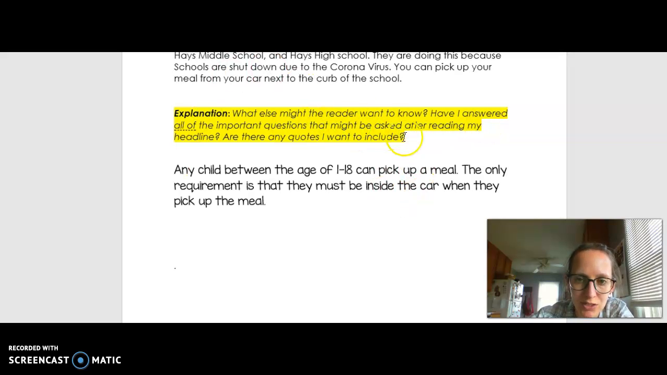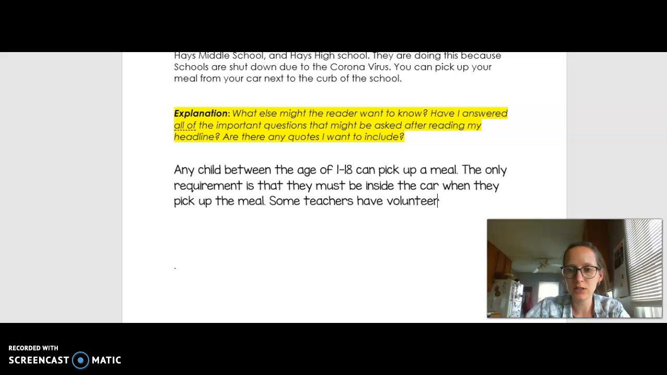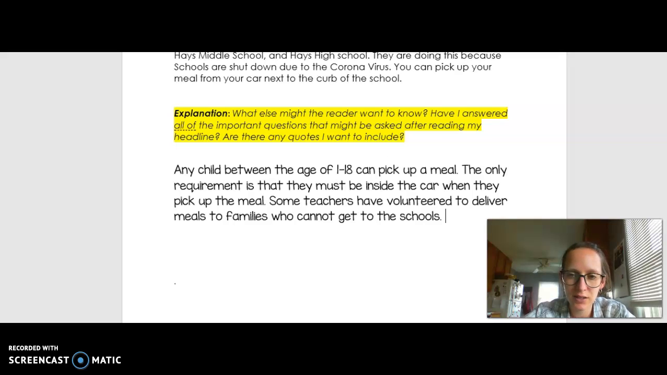Have I answered all the important questions that might be asked? I think so. Oh, something that I did know is, what if a family can't get to the pickup line? Like, what if they don't have a car? I know that some teachers have volunteered to deliver meals to kids. So I might say, some teachers have volunteered to deliver meals to families who cannot get to the schools. That probably answers that question, right? Can you think of any more questions they might have? Okay, so I answered my questions. Those things are both done.